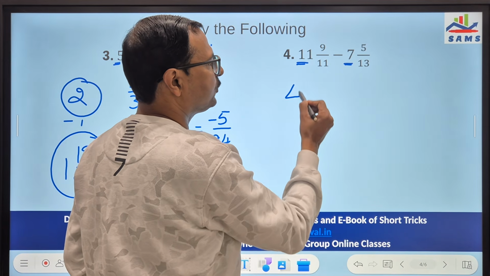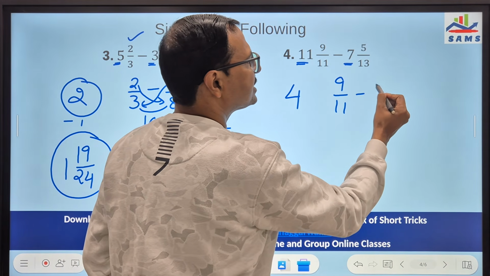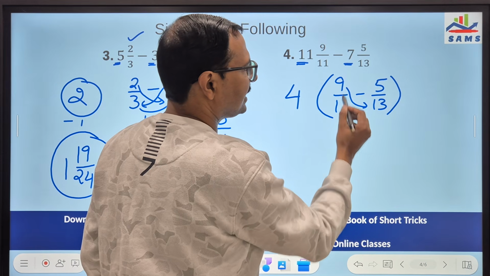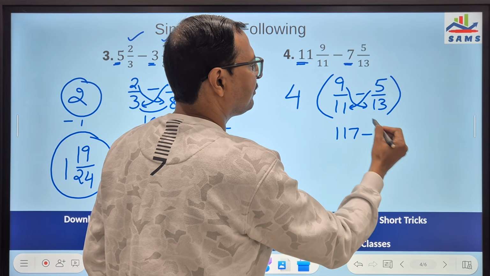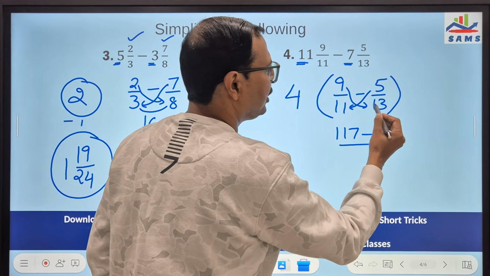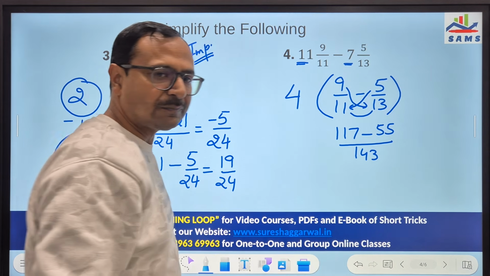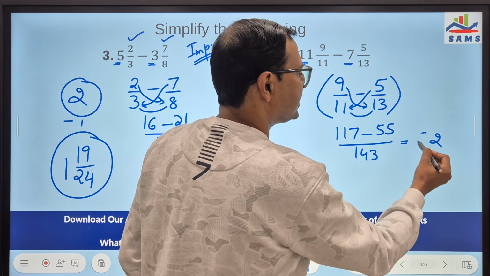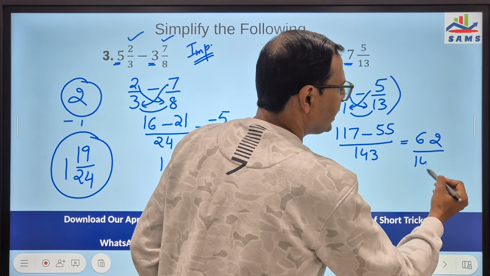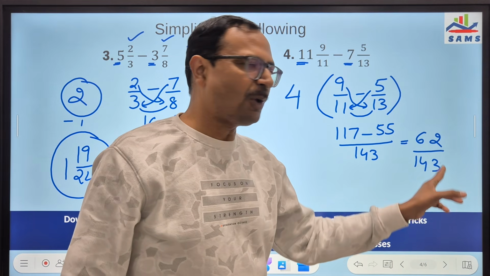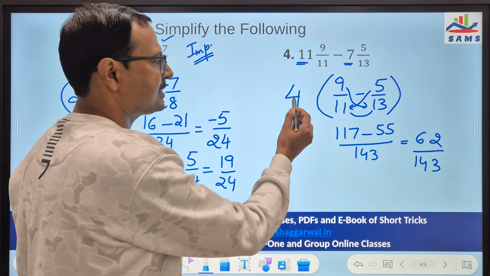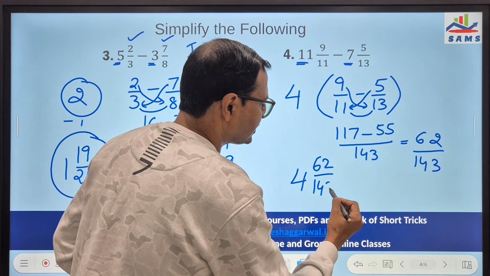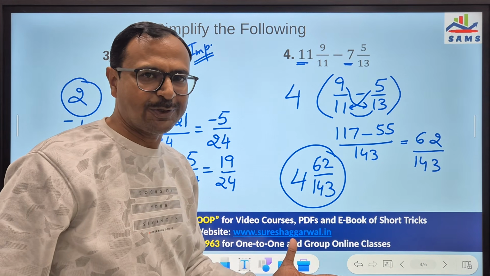Let's see here. 11 minus 7 is 4, and then I have to do 9 by 11 minus 5 by 13. So for this part, let's do the butterfly. This is 13 9s are 117, 11 5s are 55, and in the denominator 11 into 13 143. So what do we get here? This is 117 minus 55, 62, over 143, which is a proper fraction because 62 is smaller than 143. So no need to do anything. Your answer is 4, the whole number part, and 62 over 143, which is the fractional part, and that is the answer for the question.